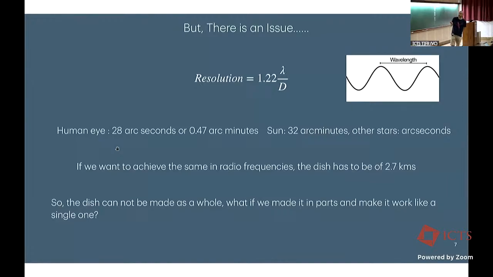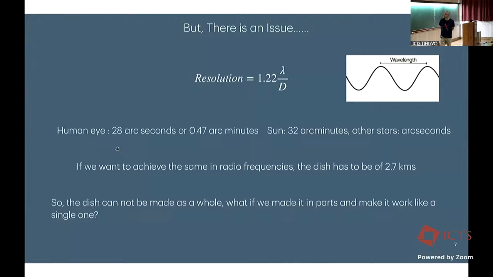Just as a comparison, or just to get some scale, the human eye in the optical has a resolution of some 28 arc seconds, and the sun is 32 arc minutes in size. So obviously we can resolve the sun, right? It's not just a big blob across the sky for us. We can actually tell the sun apart from other stuff. Now, if we wanted to get a resolution of, say, 28 arc seconds in the radio, we'd need a dish of some 2.7 kilometers, and I'm actually not quite sure, should have done the numbers, what wavelength was being used here with the 2.7, but I'm assuming roughly a meter probably.